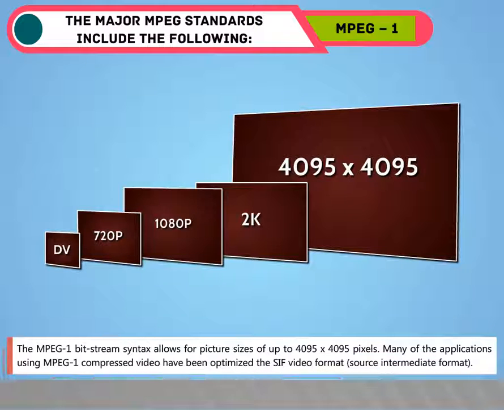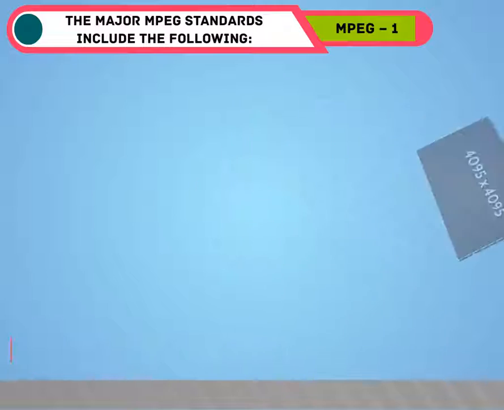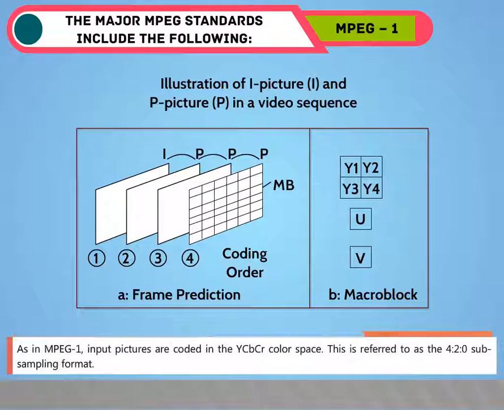The MPEG-1 bitstream syntax allows for picture sizes of up to 4095 by 4095 pixels. Many of the applications using MPEG-1 compressed video have been optimized to the SIF video format, that is source intermediate format. As in MPEG-1, input pictures are coded in the YCbCr color space. This is referred to as the 4:2:0 subsampling format.